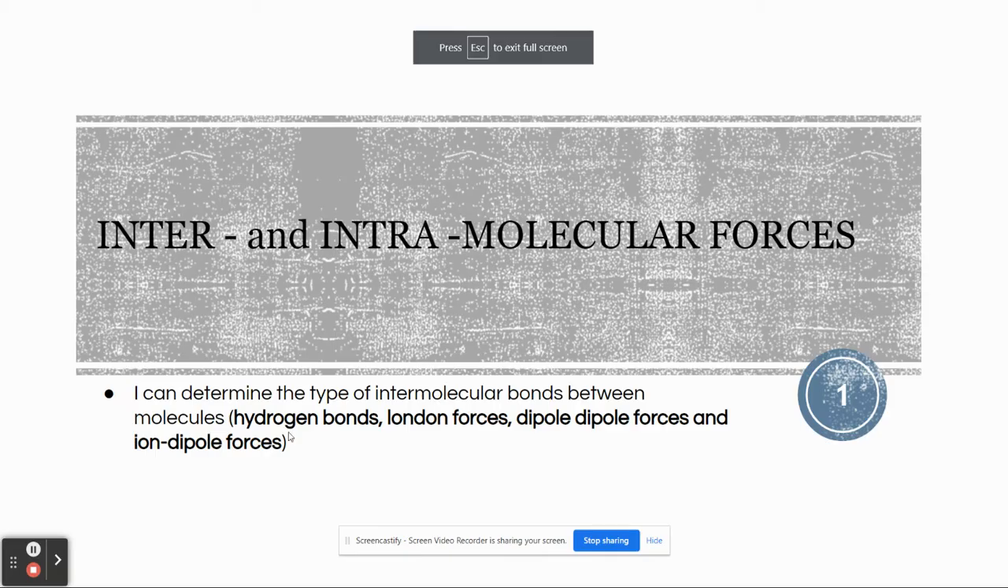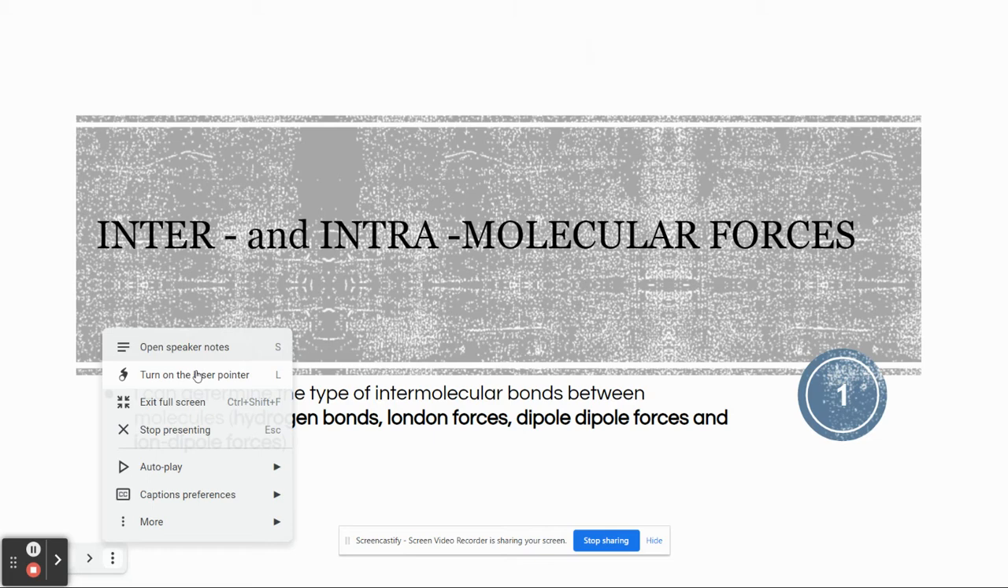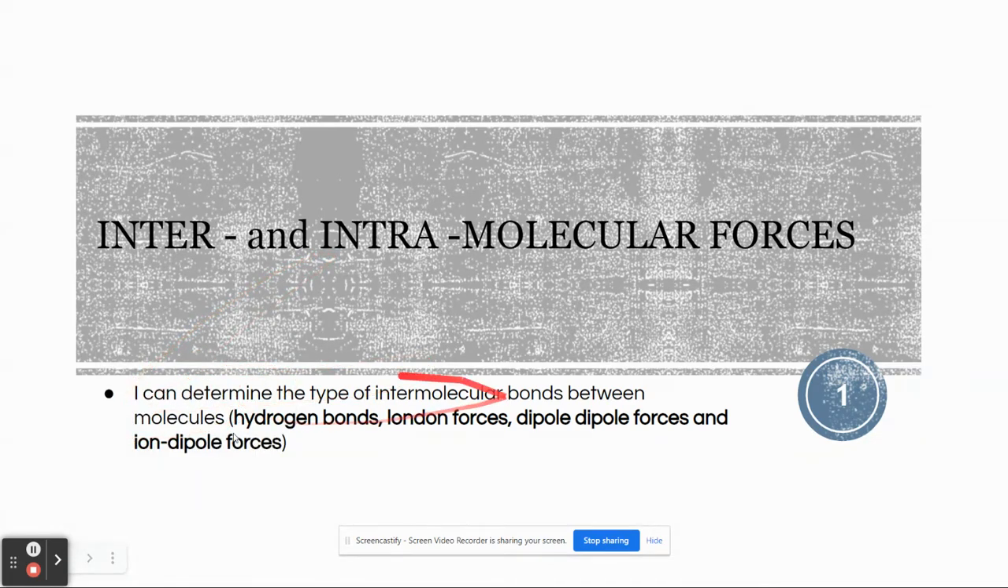In this video, we're going to take a look at the inter and intramolecular forces that exist between different atoms, molecules, and different species altogether. So our goal is to be able to determine the type of intermolecular bonds found in different molecules, like hydrogen bonds, London dispersion forces, dipole-dipole forces, and also ion dipole forces.